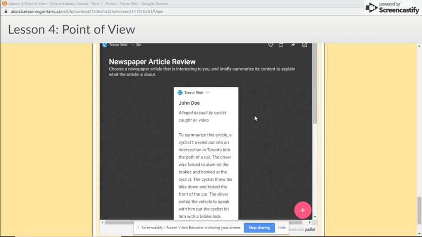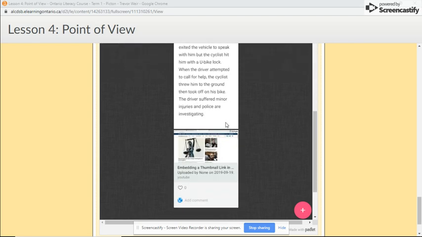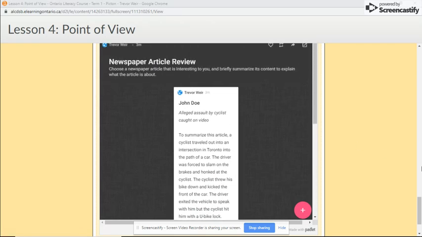And I've given you an example here. So this one was an article about a cyclist that assaulted someone who's driving a car. So here's the summary, just an example summary, and this is the embedded link in the Padlet. So I've included a video. The video is up here.